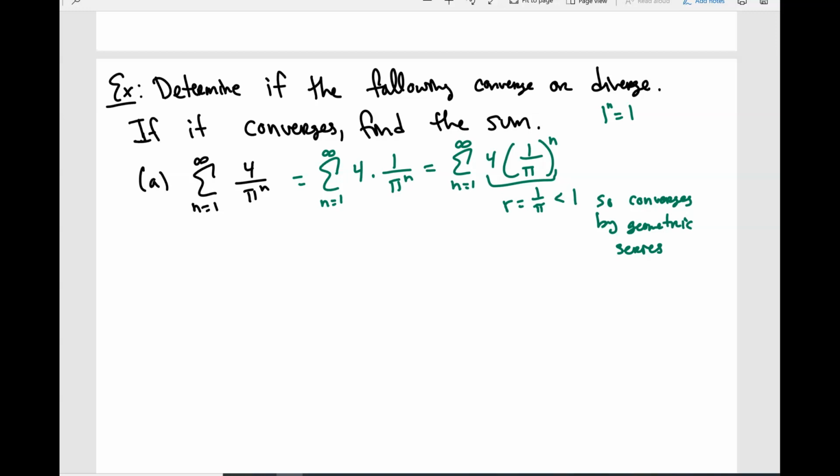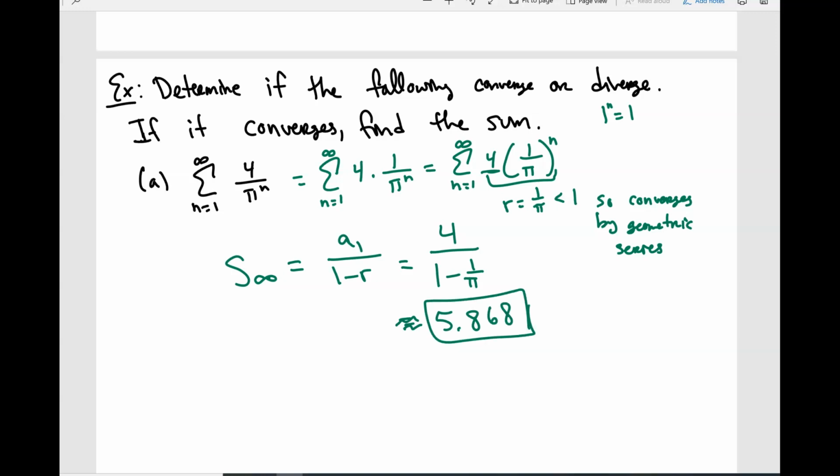Okay, so now since it converges, let's find the sum. So the sum is going to be equal to a1 over 1 minus r. So a1 in this case is going to be the number right in front of it, which is going to be 4 over 1 minus 1 over pi. Okay, so I'm going to put this into my calculator. So I'm going to have 4 divided by 1 minus 1 over pi. And what I get is approximately 5.868. Okay, that's going to be the number that it converges to.